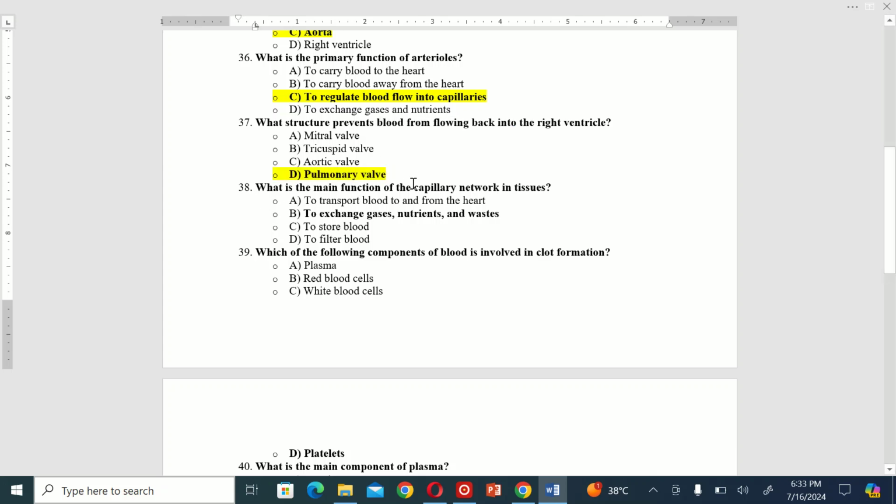What is the main function of the capillary network in tissues? A. To transport blood to and from the heart. B. To exchange gases, nutrients and waste. C. To store blood. D. To filter blood. So the correct option is B, to exchange gases, nutrients and waste.